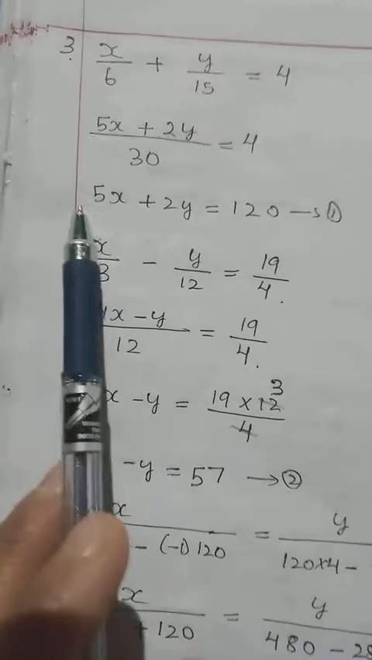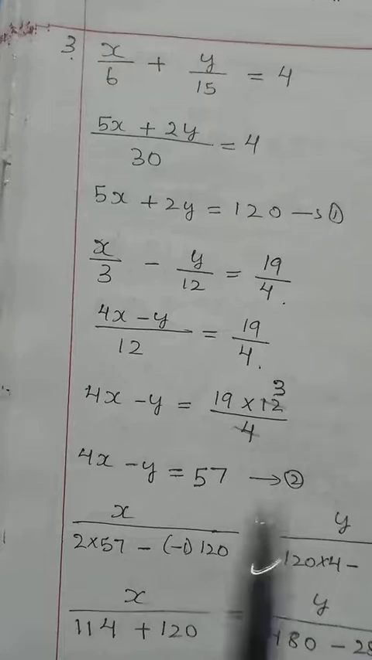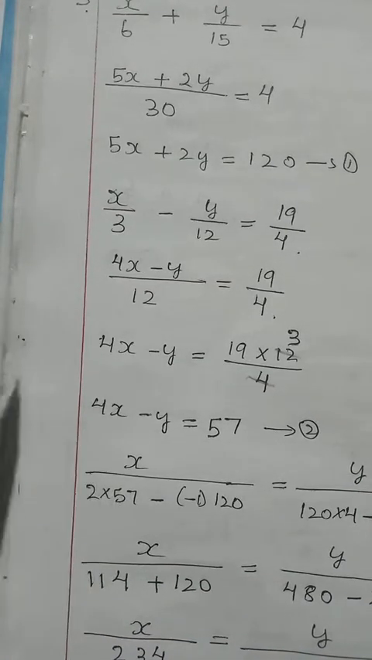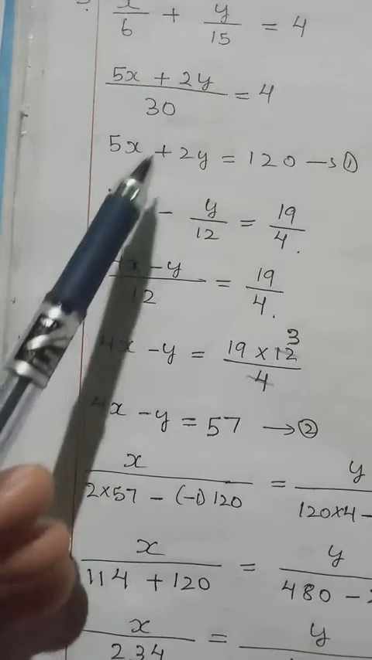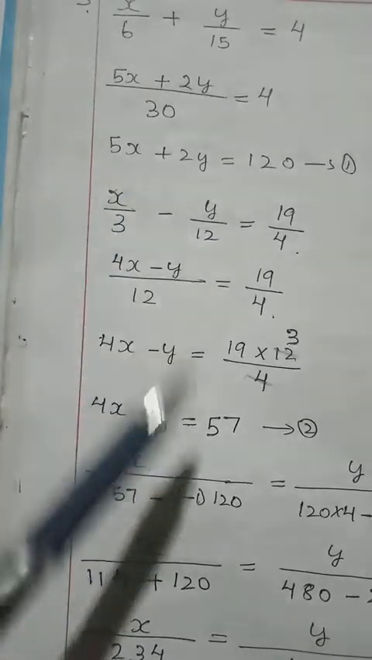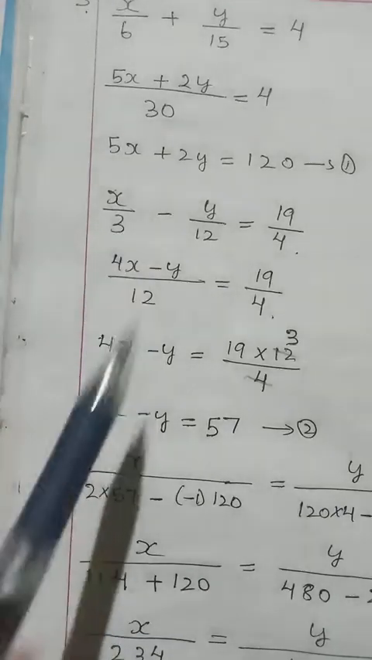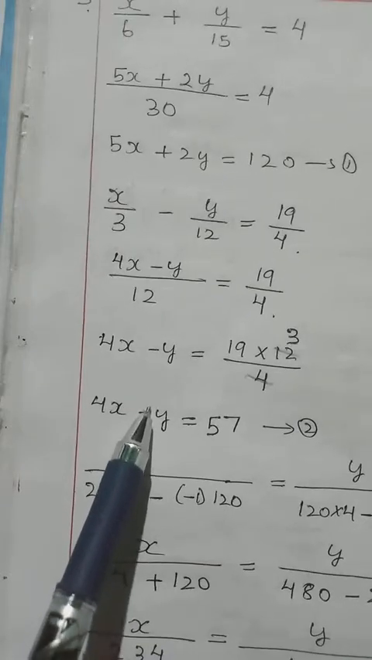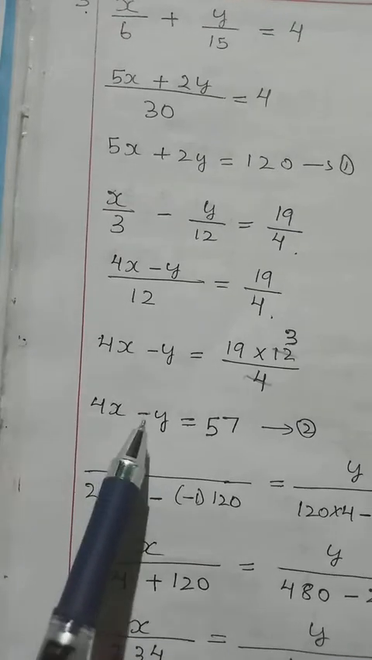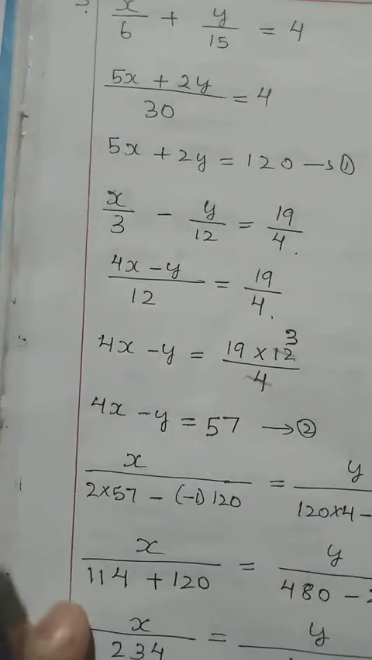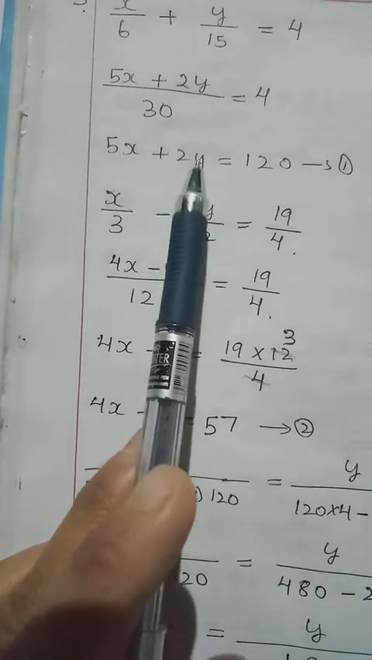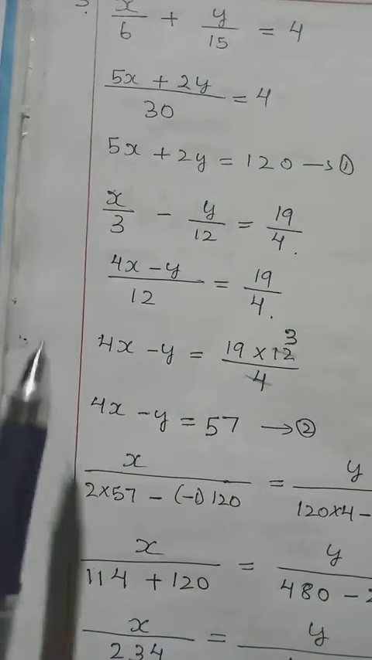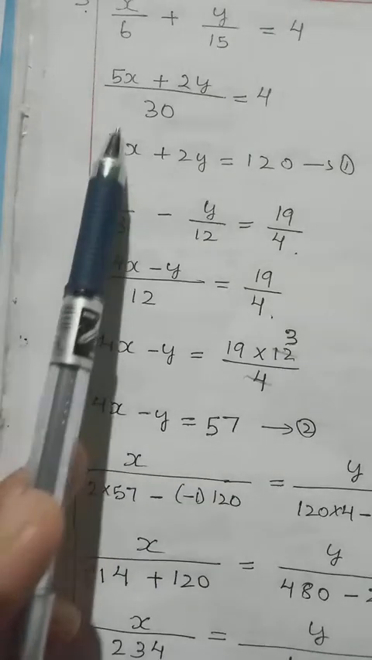So now we can solve using this equation 1 and this equation 2. We start first with x. When we take x, we forget the coefficient of x. So it will come 2 into 57. Then minus, here we have no number, so there will be 1. Since we have minus, we have to take along minus 1 into 120. Then next for y, it will become 120 into 4 minus 57 into 5.